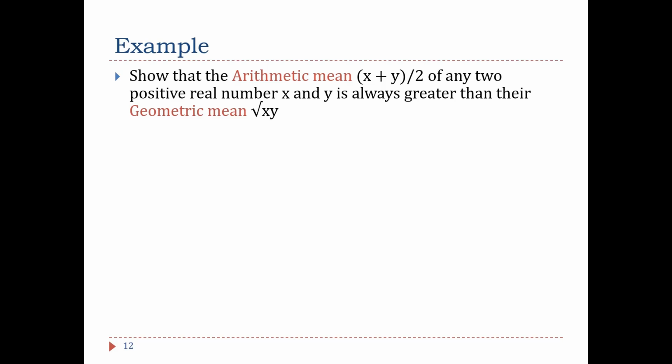Example: if we were asked to show that the arithmetic mean (x plus y) over 2 of any two positive real numbers is always greater than their geometric mean, the square root of x times y, then we may turn in circles at first until we figure out that backward reasoning is maybe one of the easiest ways to proceed. So let's start from the conclusion, from what we want to show. We want to show that (x plus y) over 2 is always greater than the square root of x times y.